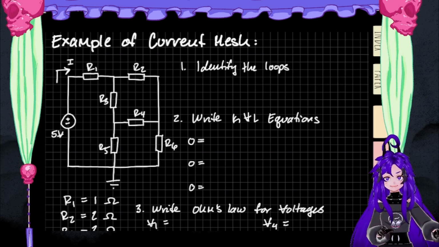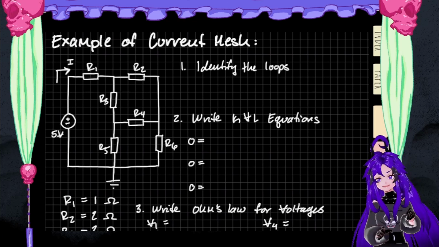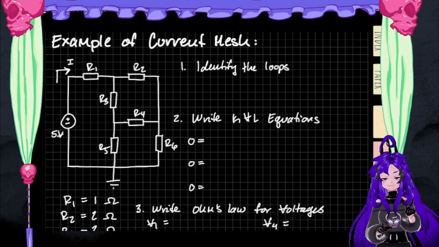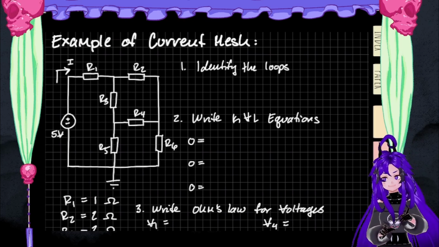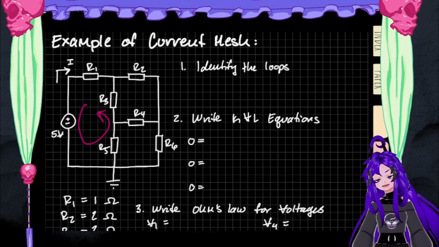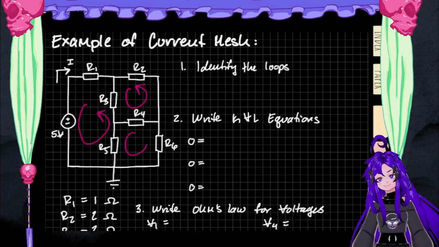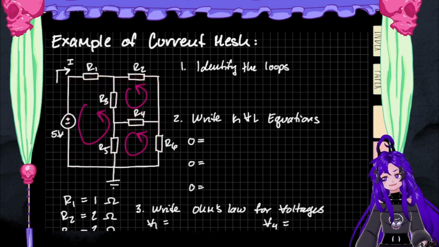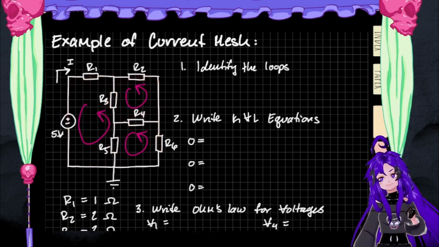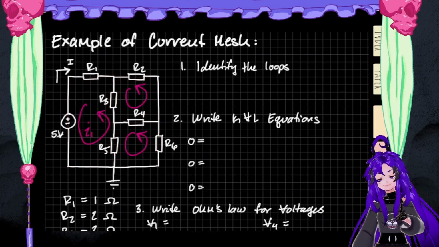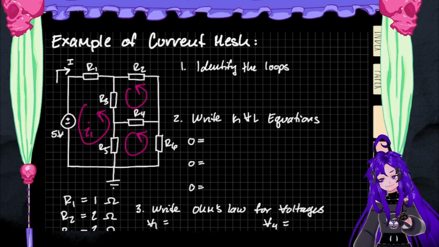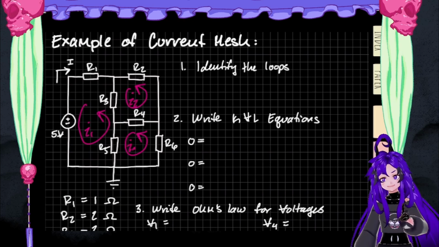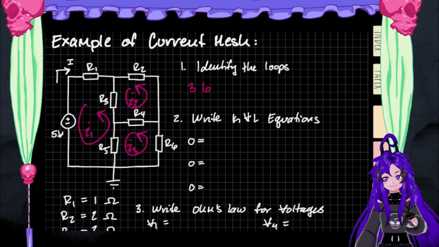So, in current mesh analysis, we follow a similar process. We're going to identify the loops this time. So we've got 1, 2, 3. And we decided that because these are complete squares with no gaps. Nothing funny happening. These are loops. And we're going to go ahead and label them with currents, right? These are our mesh currents. I1, I2, and I3. So we have 3 loops.